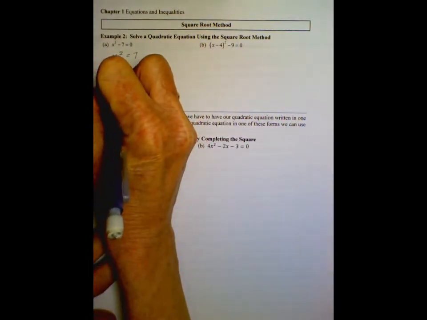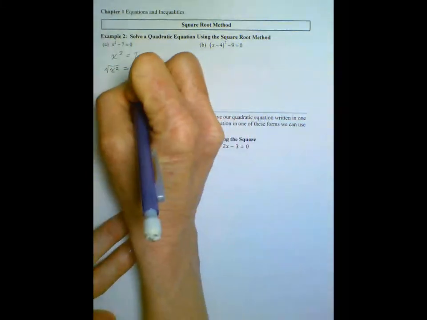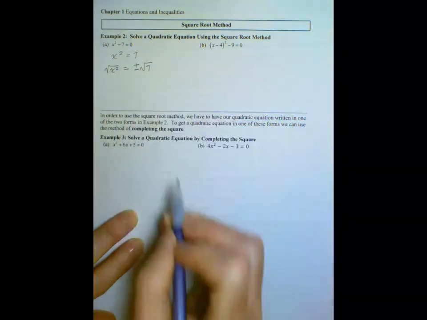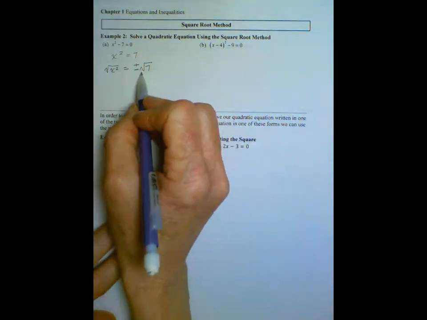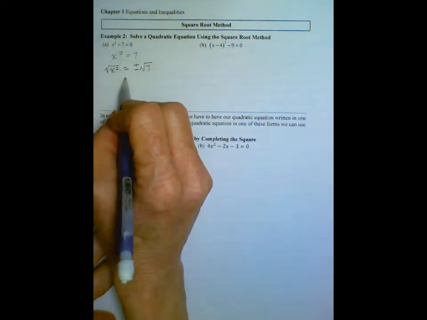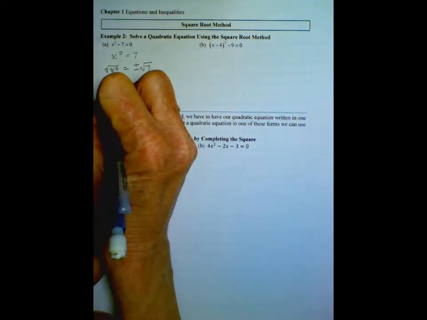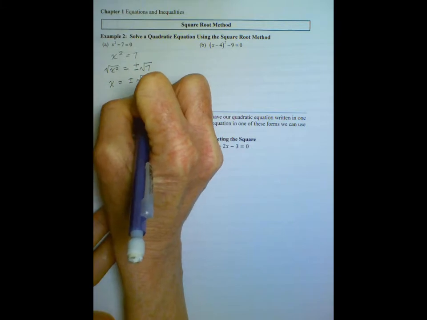So we take the square root of x squared, but the square root of 7 will get positive or negative square root of 7, because negative square root of 7 squared is the same as the positive square root of 7 squared. Okay, so x equals plus or minus the square root of 7.